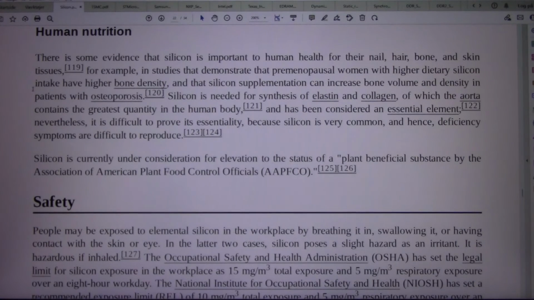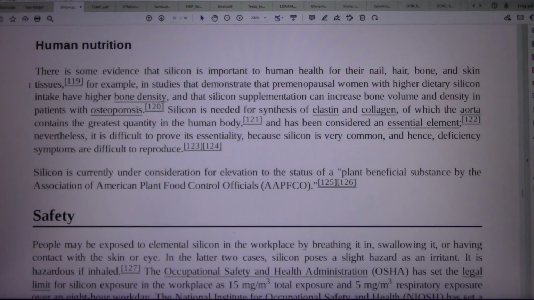Human nutrition. There is some evidence that silicon is important to human health for nail, hair, bone, and skin tissues. For example, studies demonstrate that premenopausal women with higher dietary silicon intake have higher bone density, and that silicon supplementation can increase bone volume and density in patients with osteoporosis.